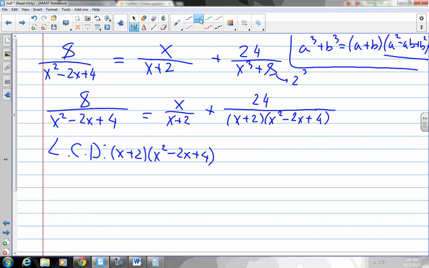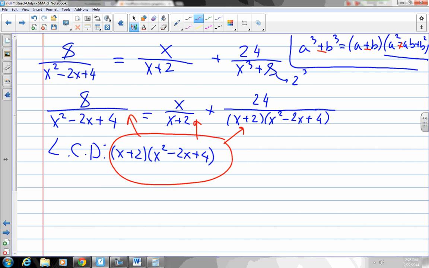If there was an a cubed minus b cubed, then the first parenthesis would have a minus, and the second one will have a plus. But I'll give you those on the test. You don't need to have them memorized. But we'll do the same thing.